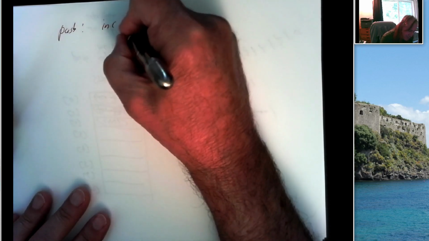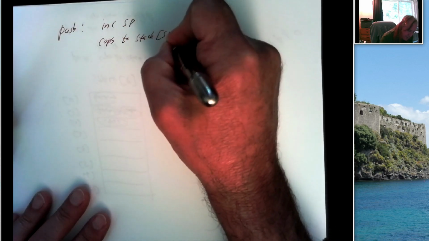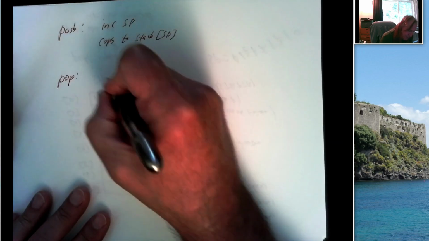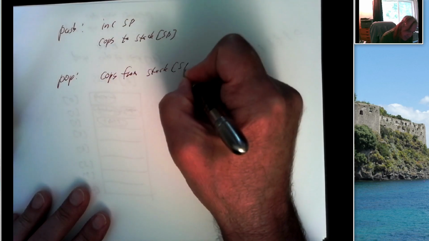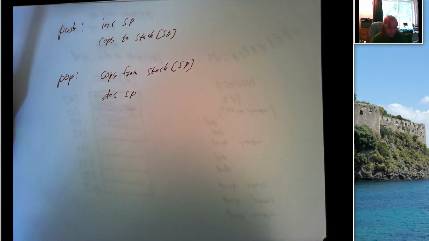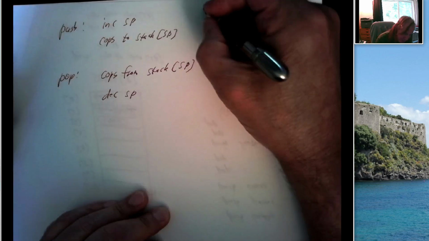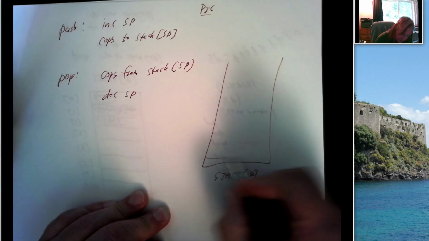When you say push, it first increments the stack pointer, and then it copies to stack SP. And when you say pop, it copies from stack SP, and then it decrements the stack pointer. So we say push is a pre-increment, pop is a post-decrement. And on the PIC, so this is on the PIC processor, the stack actually has 32 locations.